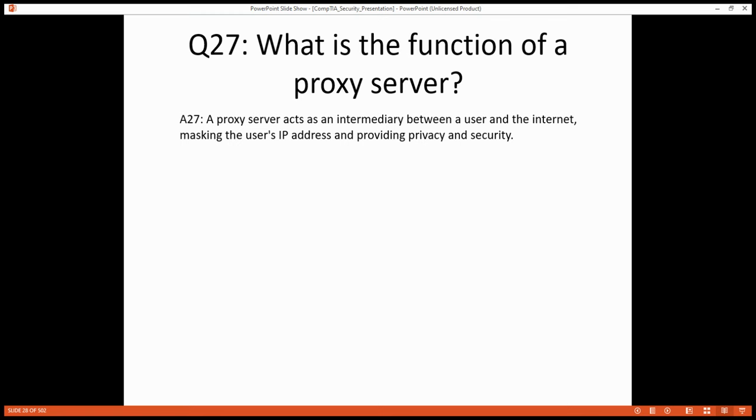Q27. What is the function of a proxy server? A27. A proxy server acts as an intermediary between a user and the internet, masking the user's IP address and providing privacy and security.